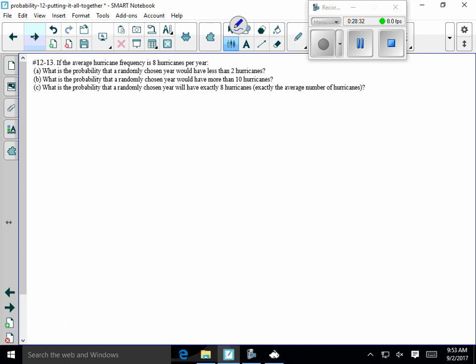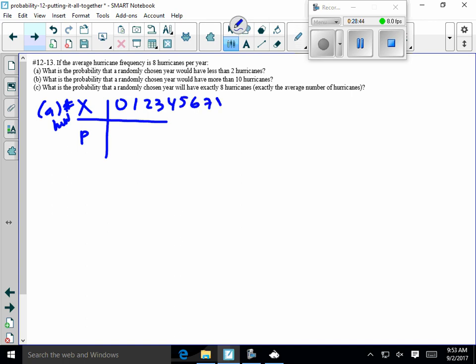For part A, if I let my random variable be the number of hurricanes, and then I've got probabilities here, I could have no hurricanes in a year. 1, 2, 3, 4, 5, 6, 7, 8, 9, 10. There's really no limit to this. It's not like I have a limit to the number of hurricanes I could have, right? So there's no n value there, right? But I want the probability that a chosen year would have less than 2 hurricanes. So less than 2 hurricanes would be only 0 or 1, right?